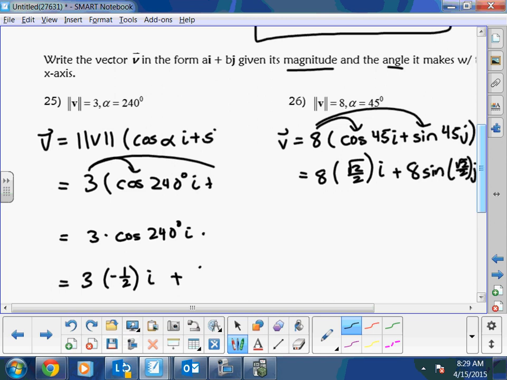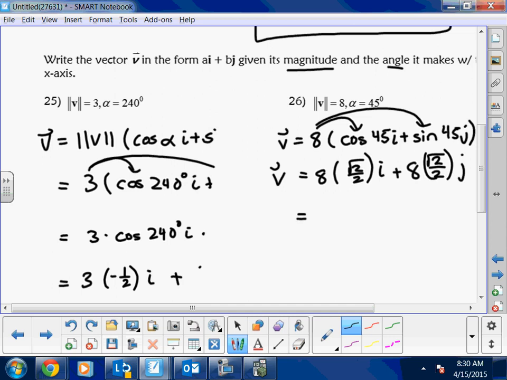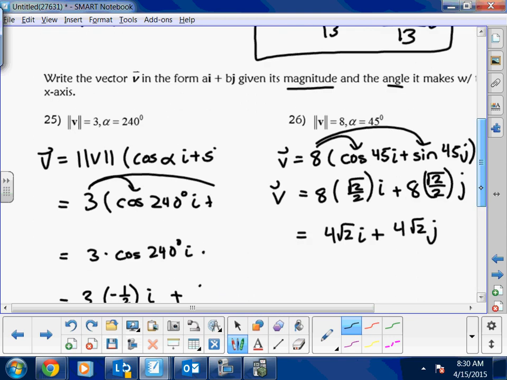Oh, not sine anymore. Hold on, let's fix that. Once you write the square root of 2, it takes the place of it. It's no longer that value. The sine of 45 degrees, specifically this value, equals it. So let's go ahead and write this down. Now, 8 times square root of 2 over 2 is going to be 4 square root of 2 i, and this is going to become 4 square root of 2 j. And there you go. All right, excellent.